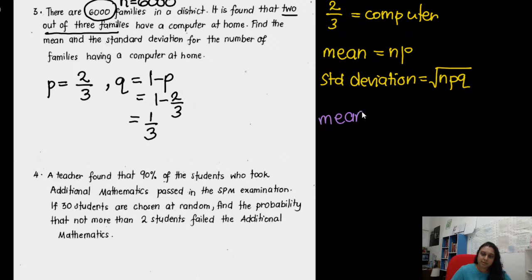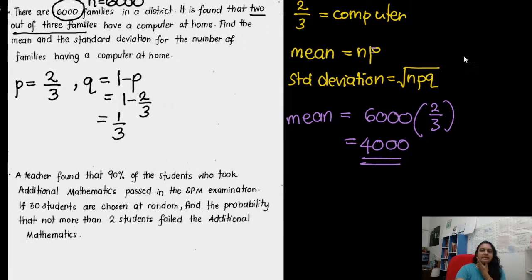From here, let's find the mean. Kita carilah mean. So N kita ialah 6,000, P ialah 2/3. 6,000 times 2/3 is 4,000. So your mean is 4,000.